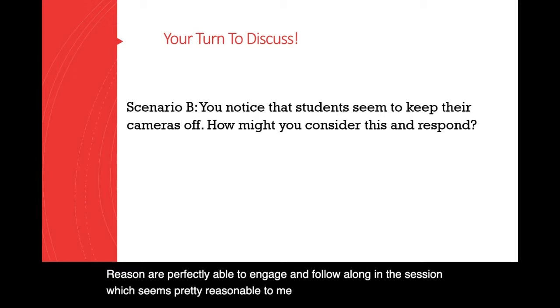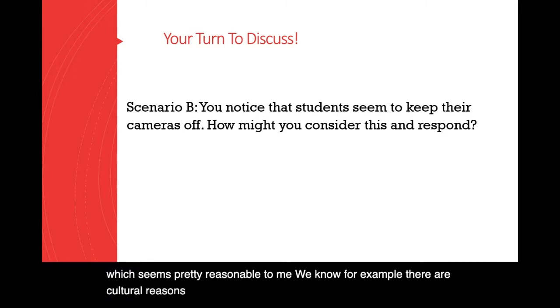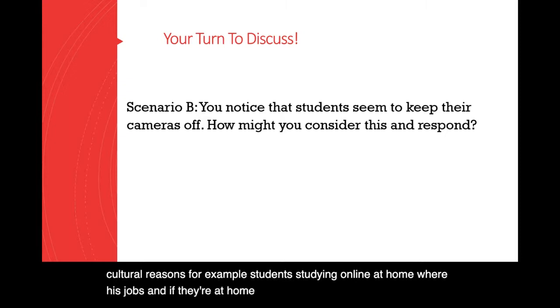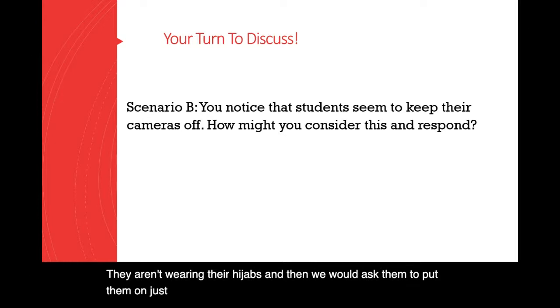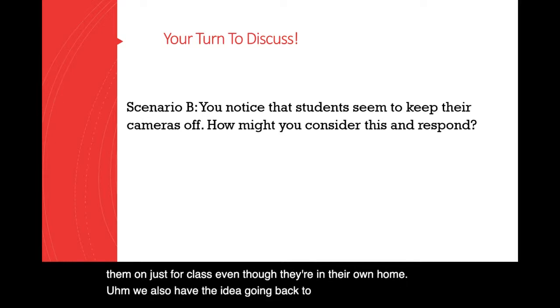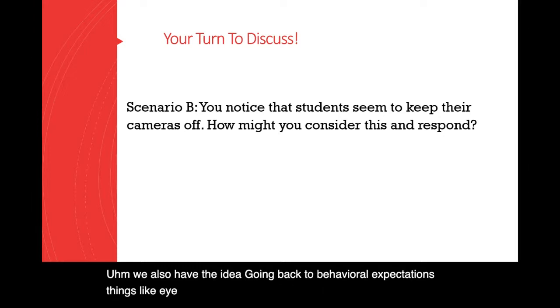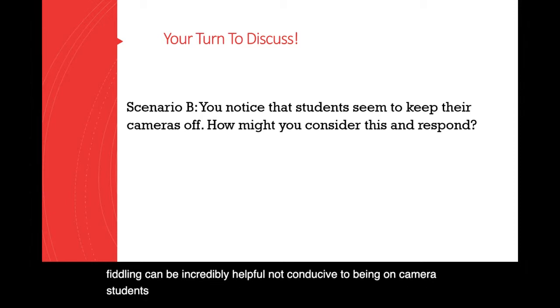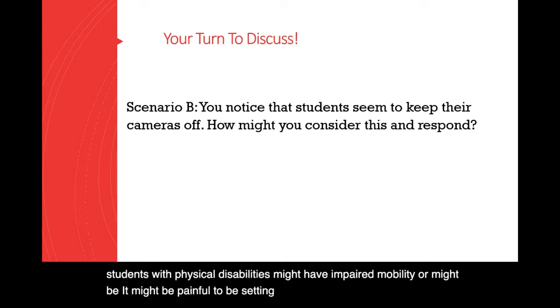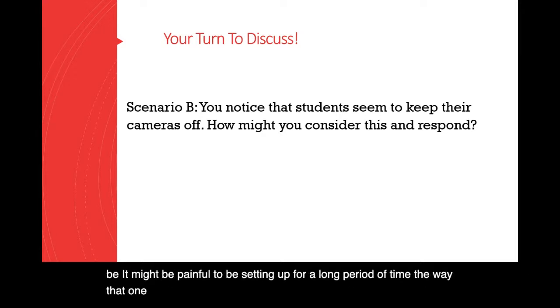We know, for example, there are cultural reasons. For example, students studying online at home who wear hijabs, and if they're at home, they aren't wearing their hijabs, and then we would ask them to put them on just for class, even though they're in their own home. We also have the idea of going back to behavioral expectations, things like eye contact. We know that for students with ADHD, pacing or fiddling can be incredibly helpful. It's not conducive to being on camera. Students with physical disabilities might have impaired mobility, or it might be painful to be sitting up for a long period of time the way that one is expected to on camera.